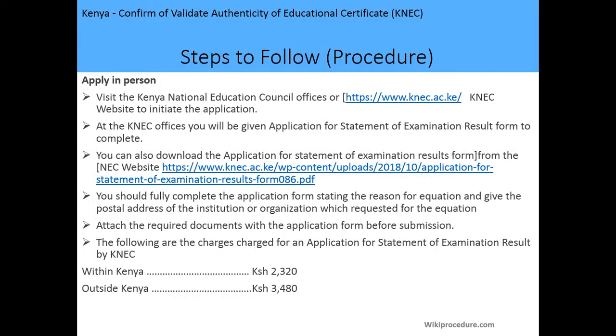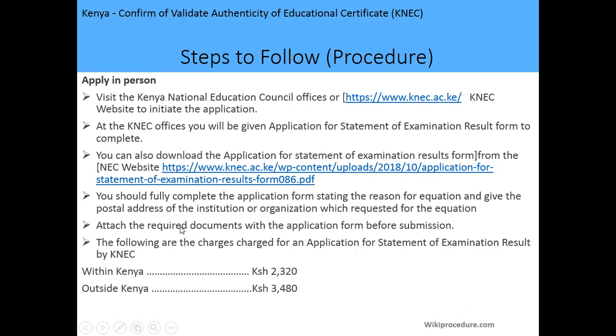And the steps to follow are as follows. You can apply in person or initiate the application process by visiting the KNEC website. So you can visit the KNEC offices or their website to initiate the application, and at the offices you'll be given the application for statement of examination results form to complete, and you can also download the same through this link, and we are going to see how that is done.